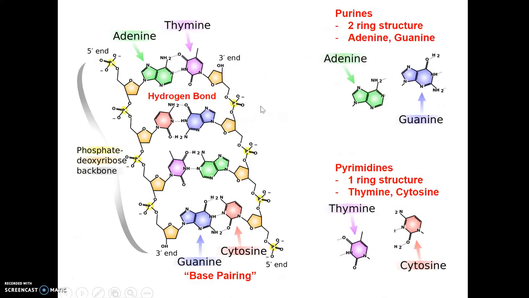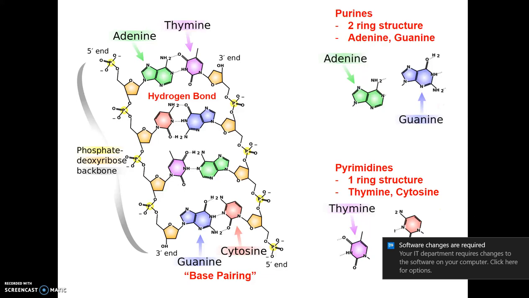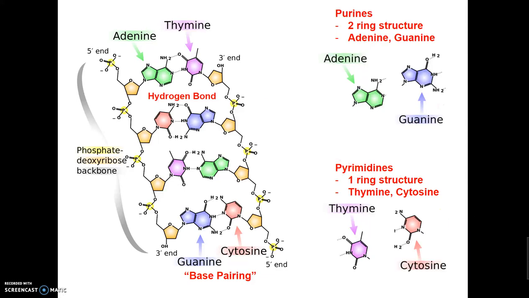Now, when we break those down, when we look at our nitrogen bases, we can classify those into 2 different groups themselves. We can break our nitrogen bases into 2 categories.